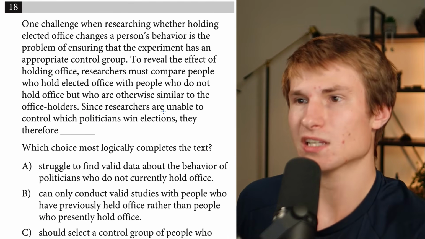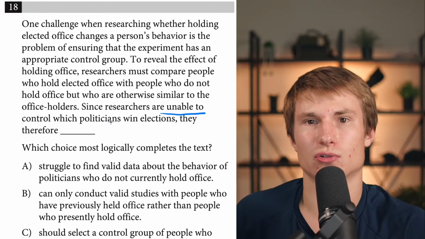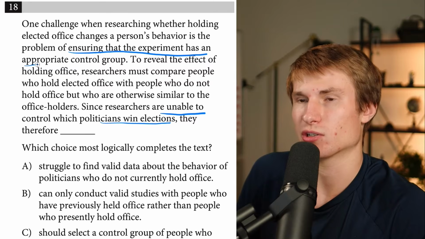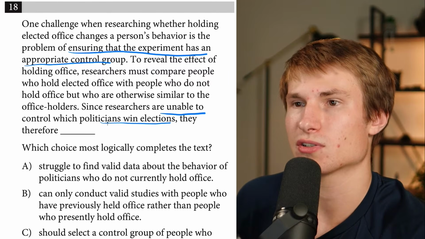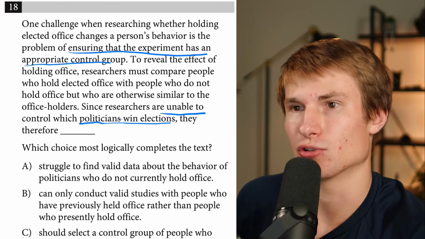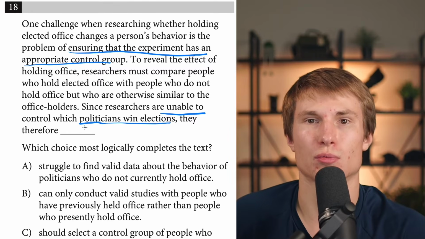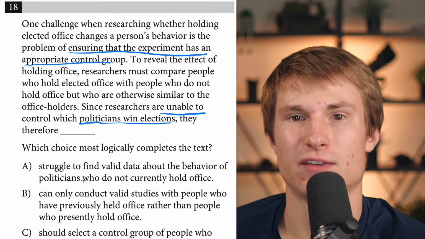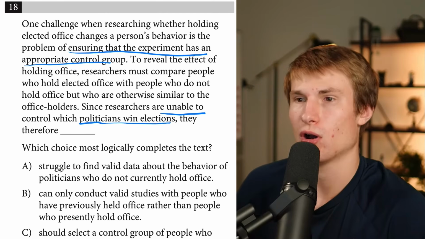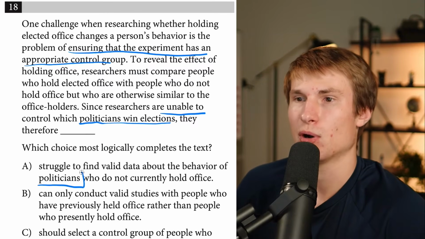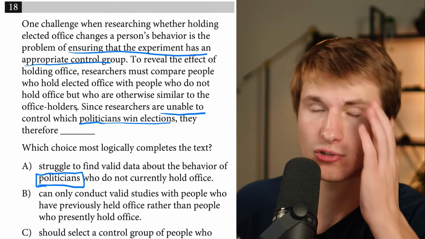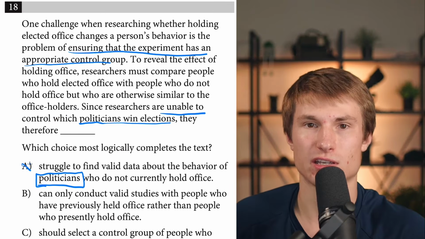All right, well, keep in mind that since you can't control which politicians win elections, they already stated up here that the problem is ensuring that the experiment has an appropriate control group. Okay, so it looks like the variant, okay, so the non-control group is the actual politicians. So you would need normal people who are not politicians to compare them to. So you have option A, struggle to find valid data about the behavior of politicians who do not currently hold office. Well, this would be post or ex-politicians who were politicians in the past, which we're not actually trying to compare them to. We're trying to compare them to ordinary people. Okay, so we can get rid of A based on that.